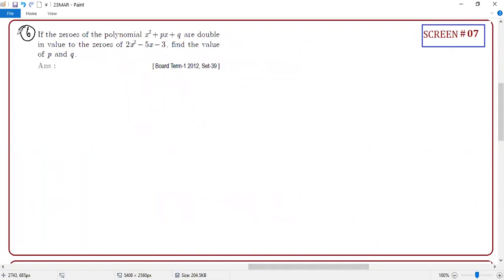If the zeros of the polynomial x square plus bx plus q are double the values of the zeros of this one, then find the value of p and q. Are you clear, my dear student? Whatever zeros you are going to get, this value is double of that. Agree with me or not? Very simple. So all your duty is what? How to find the zeros of this type. Can I do factorization? Yes, very well. By seeing it itself, I can say yes, you can factorize.